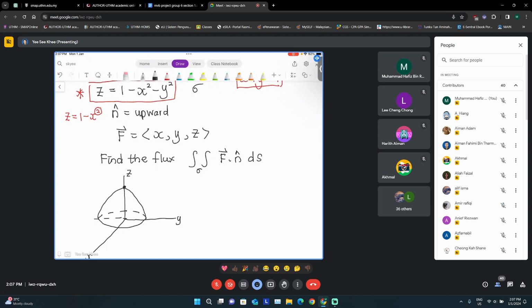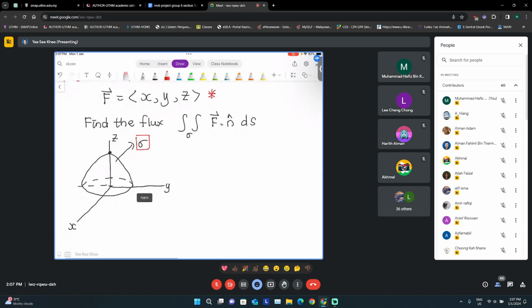Now you have this surface. This is the sigma, this is the surface. Just imagine the flux is in the upward direction, and this is your F. The F has been given. You have to find the value of the flux coming out from this paraboloid surface. So we look at the solution.